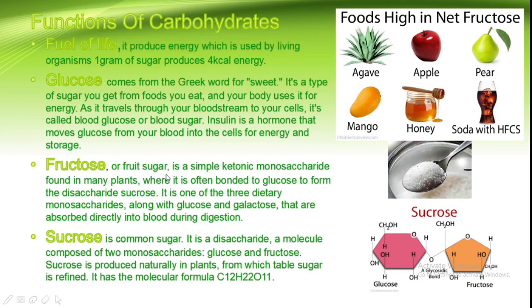or fruit sugar. It is a simple ketonic monosaccharide. You know about the ketones. Then the monosaccharides, meaning a single sugar unit, found in many plants where it is often bonded to glucose to form the disaccharide sucrose. It is one of the 3 dietary monosaccharides along with glucose and galactose that are absorbed directly into the blood during digestion.